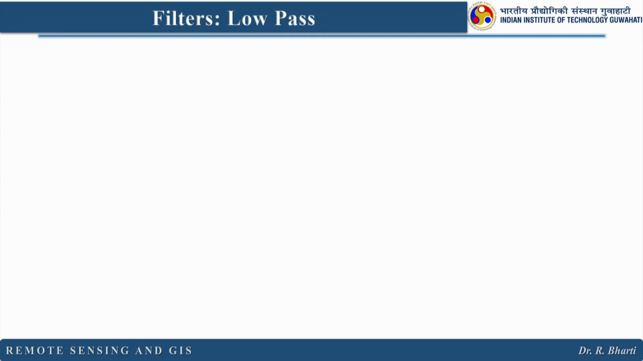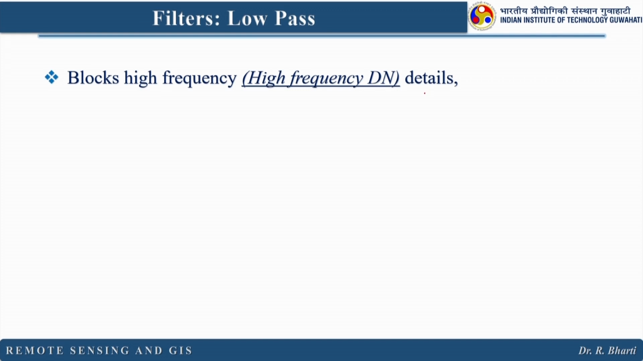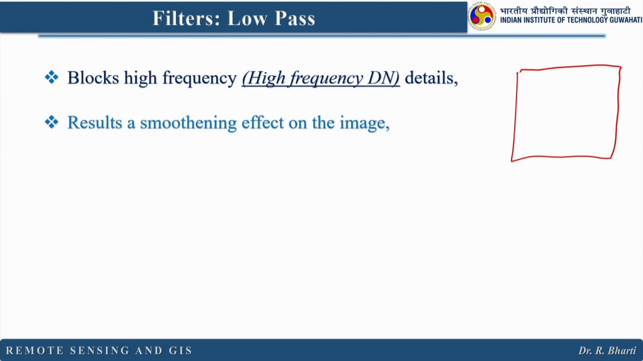So, let us see, in filters we have low pass filter and high pass filter. What do you mean by low pass filter? A low pass filter blocks all the high frequency DN values, right. High frequency details mean that in the image you have a few DN values which occur very frequently, right. So, those DN numbers are basically high frequency DN values. Those will be blocked here. Then it results in a smoothing effect on the image.